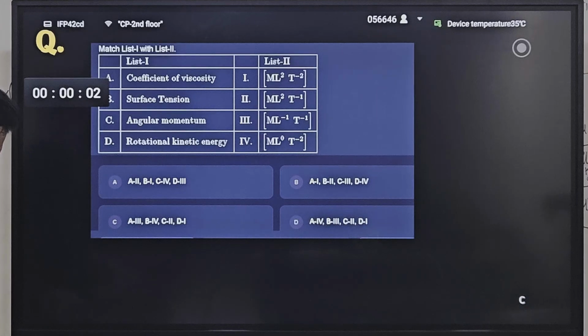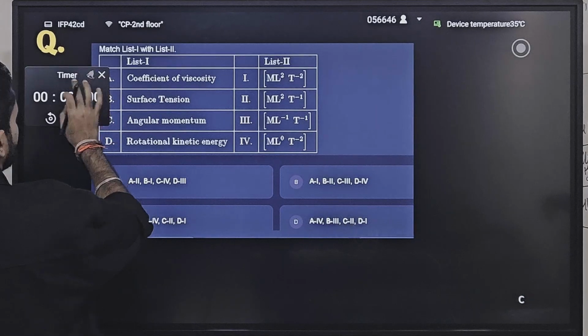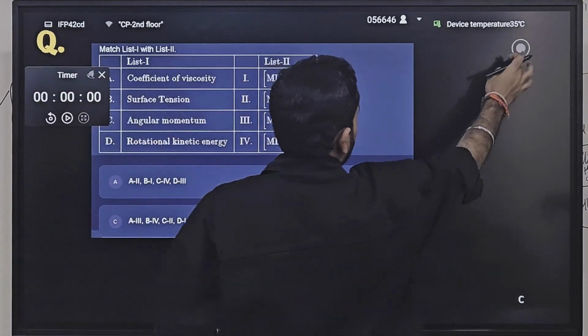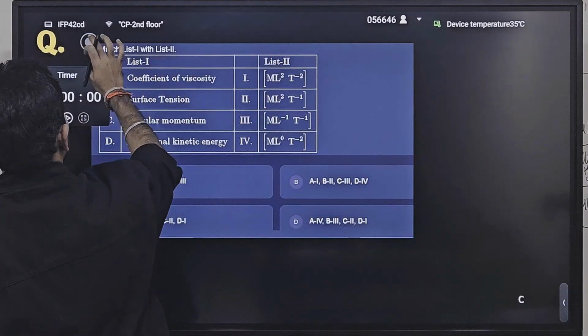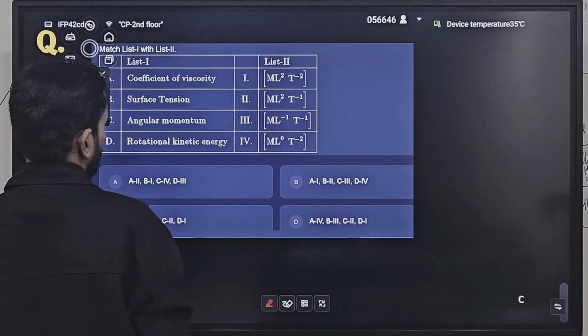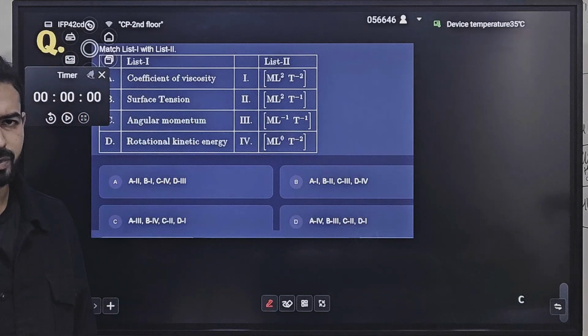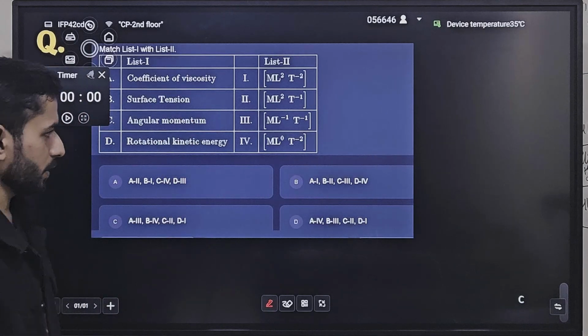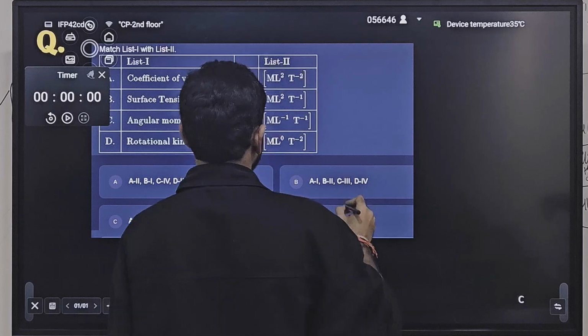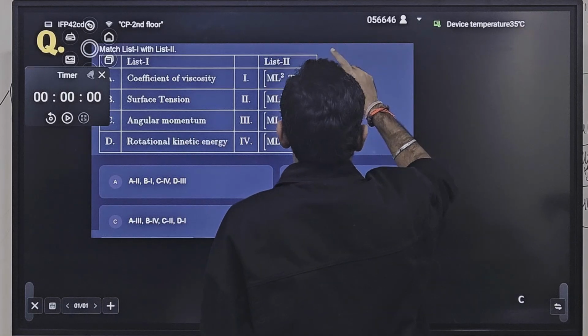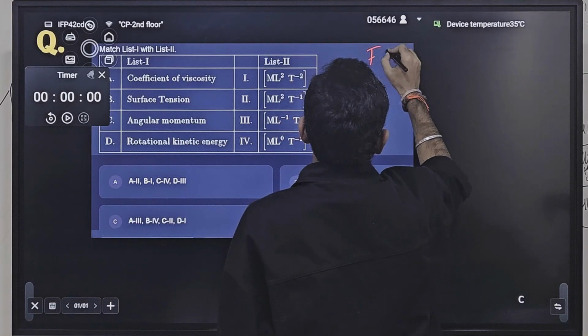I hope that you got the answer. Let's see. Coefficient of viscosity. Some more similar terms are there. What is coefficient of viscosity? There are a lot of formulas. I prefer to use this formula.